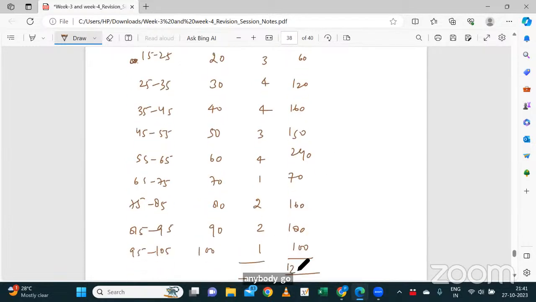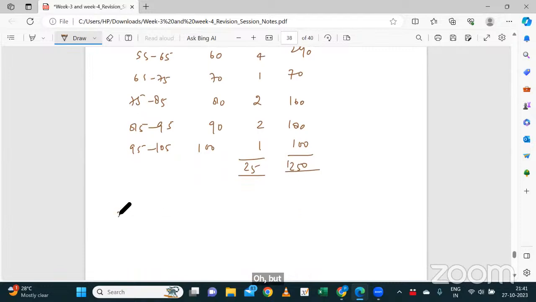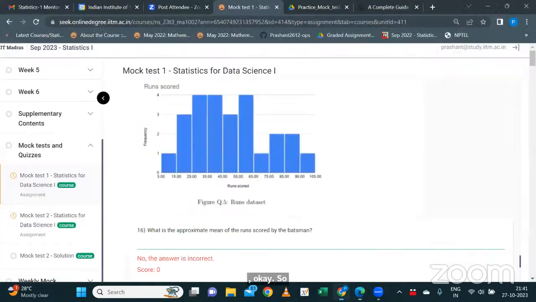1250. And what is the summation of frequency? 25. So the mean will be summation Fi Xi divided by summation Fi. So 1250 divided by 25, which is 50, right? 50.